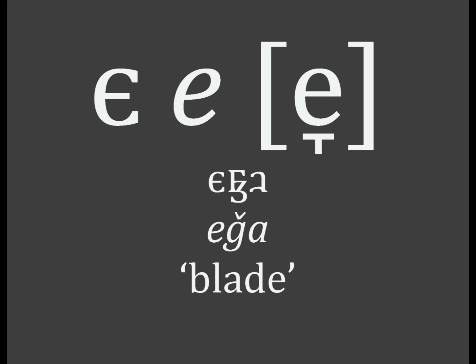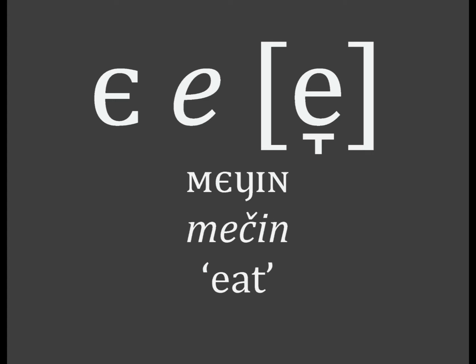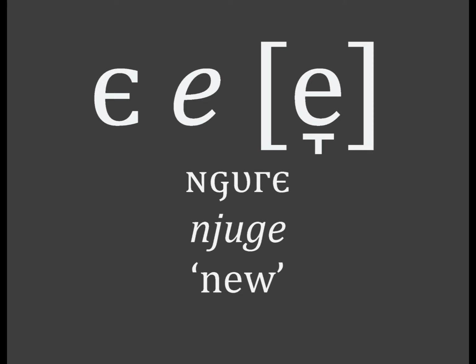Eja means blade. It is pronounced exactly like Eus, but shorter. It is transliterated as the letter E. Elis, accept. Mechin, to eat. Nuge, new. Actually, this is kind of an old word for new, which is sort of funny.